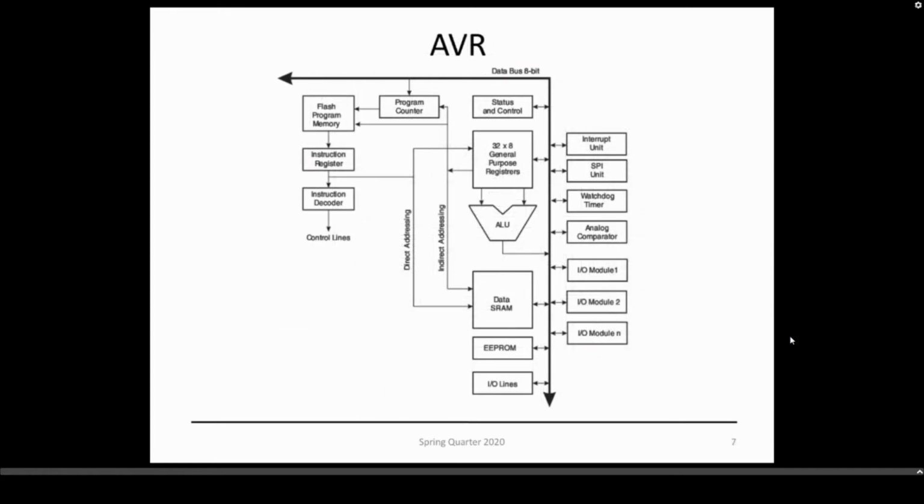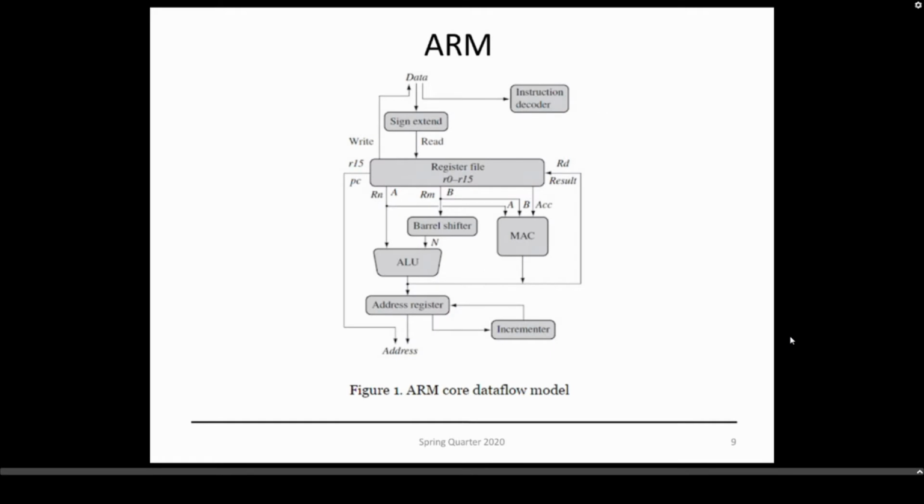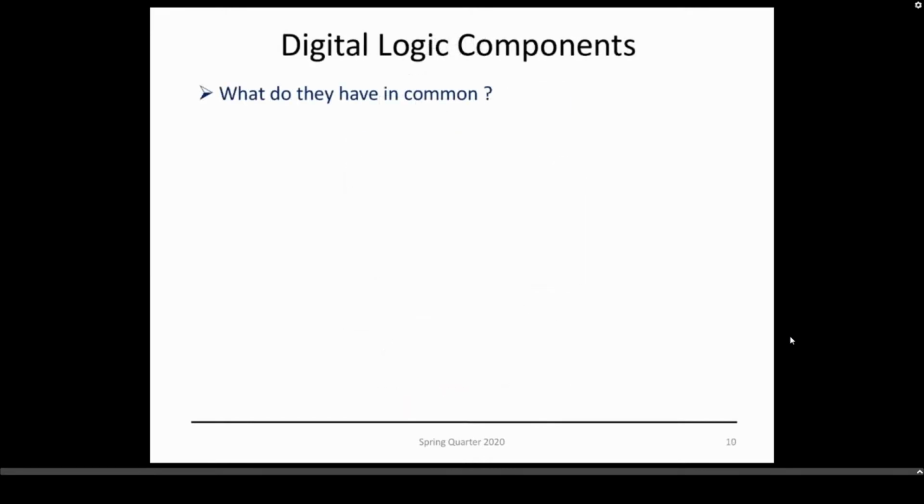This is an AVR. This is a smart card, similar to the ones that you use to pay your bills. An ARM core data flow model. And the question that I ask is, what do they have in common?